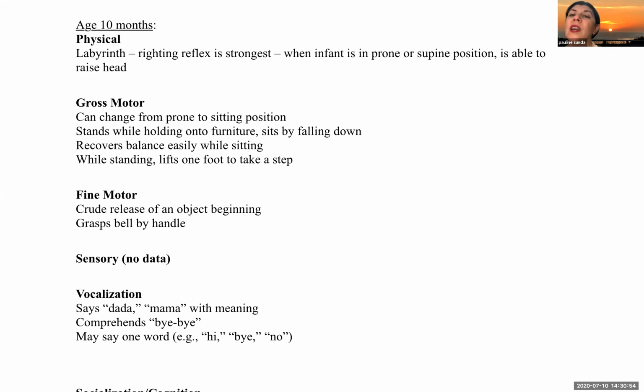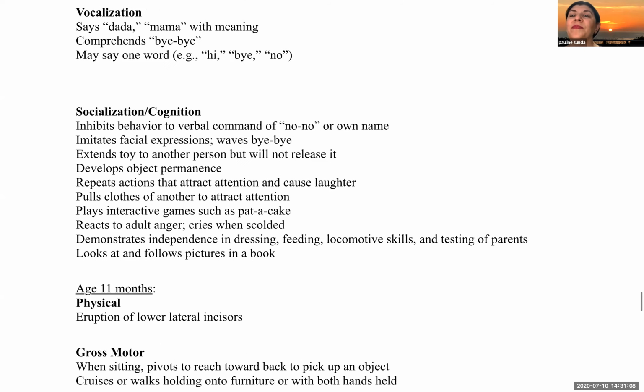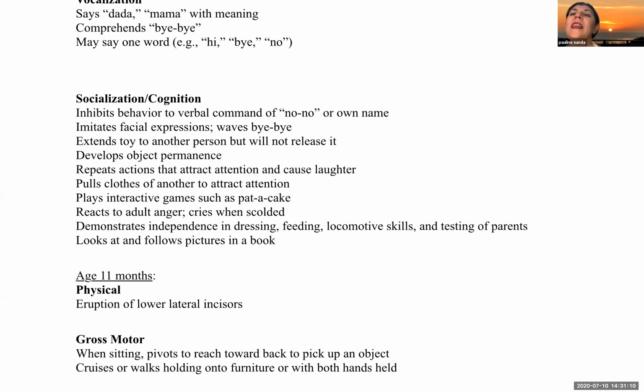Fine motor, they can grasp a bell by the handle. And now they are saying mama and dada with meaning. They comprehend bye-bye, and they may actually say another word as well. This is when they will inhibit their behavior to the verbal command of no and their name as well.